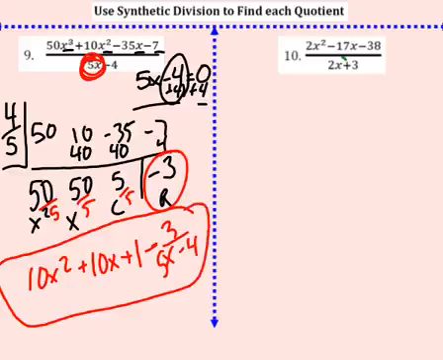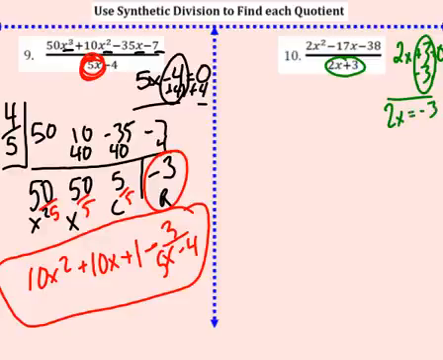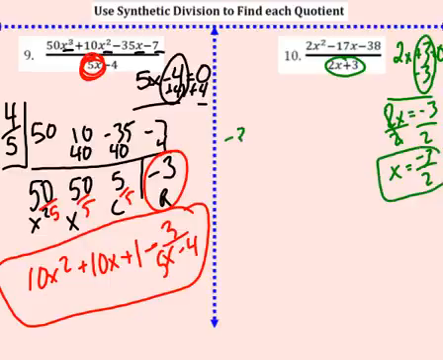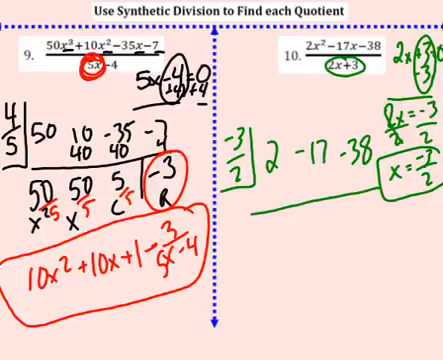And then last but not least, so we got negative 1. So it's going to be 2x plus 3 equals 0, minus the 3. We're going to have 2x equals negative 3. Divided by 2, x equals negative 3 halves. So negative 3 halves. So in my box, I have 2, negative 17, negative 38. 2 divided by 2 is 1 times the negative 3 is negative 3. Negative 17 plus negative 3 is negative 20.